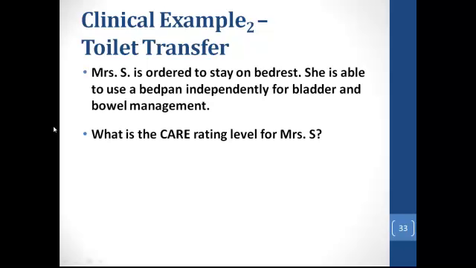In example number 2, Mrs. S is ordered to stay on bed rest. She is able to use a bedpan independently for bladder and bowel management. What is the care rating level for Mrs. S? The best response is dependent, because the patient does not transfer onto or off a toilet due to an order to remain on bed rest. And this item is specifically about transferring on and off a toilet, not a bedpan.